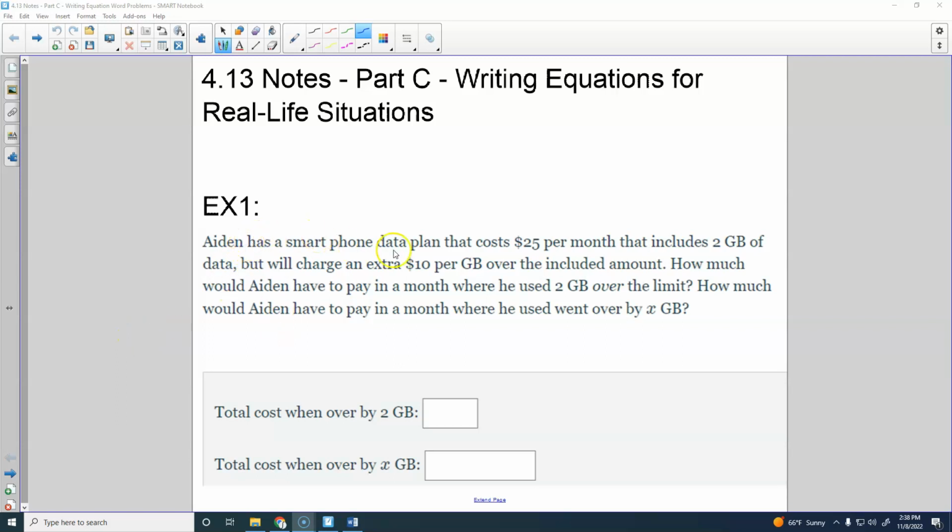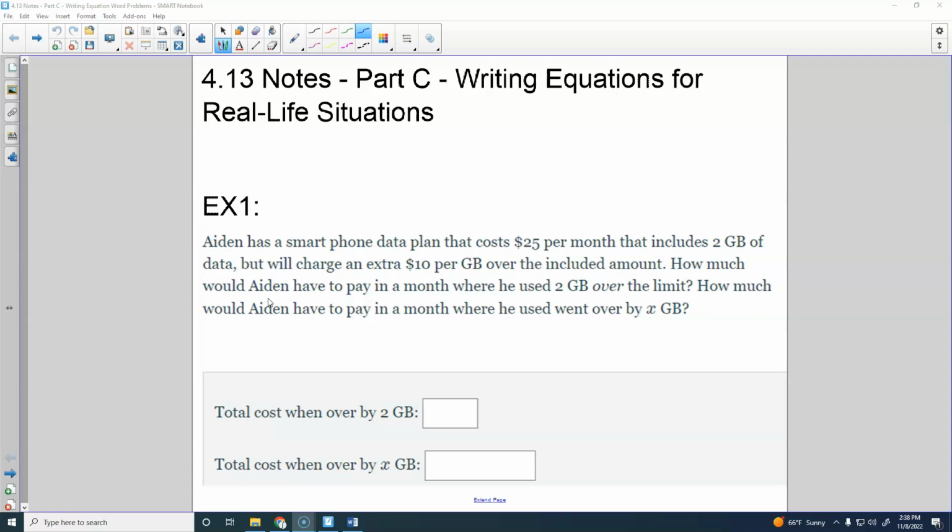Aiden has a smartphone data plan that costs $25 per month. That includes 2 gigabytes of data, but will charge an extra $10 per gigabyte over the included amount. How much would Aiden have to pay in a month where he used 2 gigabytes over the limit?